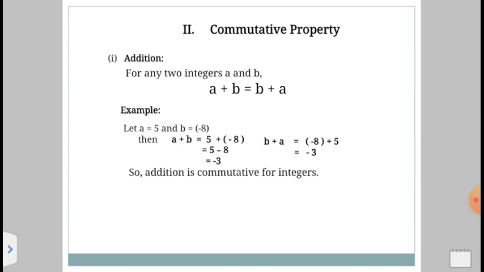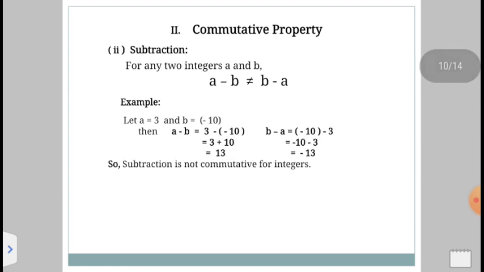It is satisfied. Now let's check commutative property under subtraction. For any two integers a and b, a minus b is not equal to b minus a. 3 minus 2 is 1. But 2 minus 3 is minus 1. They are not equal.